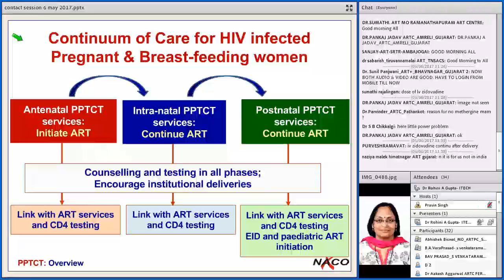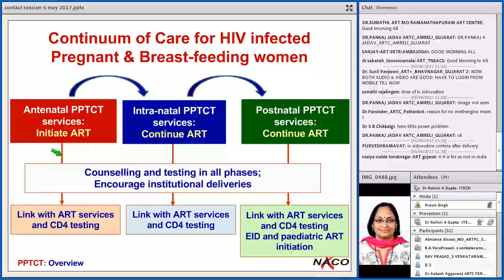Now, what is the continuum of care by NACO for HIV infected pregnant and breastfeeding women? We saw what was in the US guidelines. Now we will be speaking about our Indian guidelines. So, antenatal PPTCT services: all HIV infected mothers need to be initiated on ART. They should continue ART intranatally, during the delivery, which is called PPTCT services. Postnatally also PPTCT services need to be continued, and counseling in all these phases is very important.